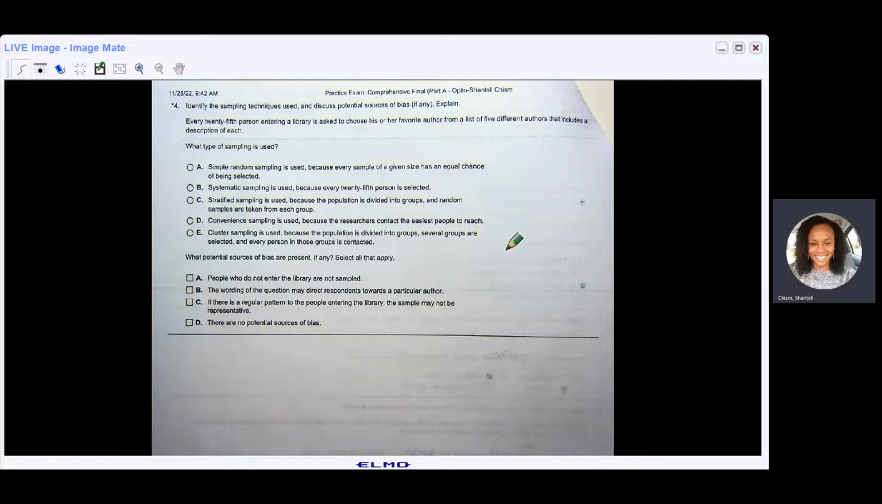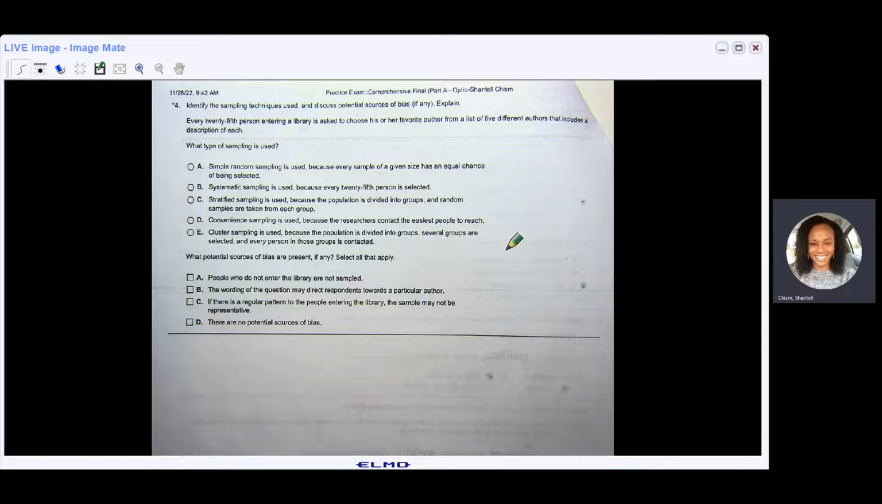You want to try to eliminate as much bias as you can, but unfortunately, when you're sampling, you will always have some sort of potential bias because the only way to prevent bias is to actually poll or survey or whatever you're doing the entire population. That way you can actually know what everybody's response would be. But again, that's not ideal. So you're going to have potential sources of bias anytime you're sampling. So let's look at this one.